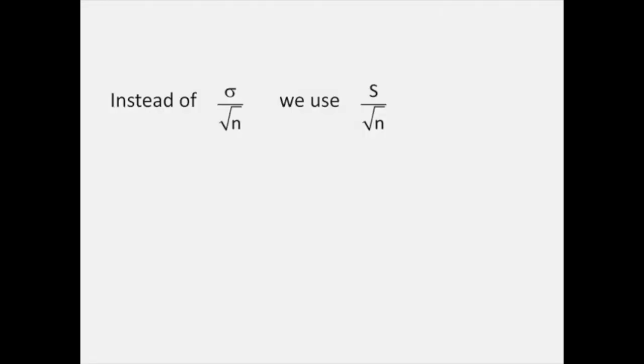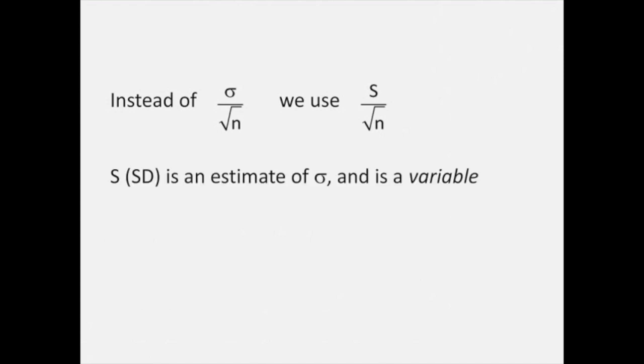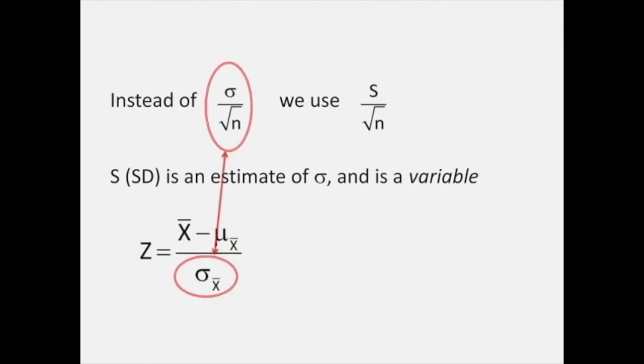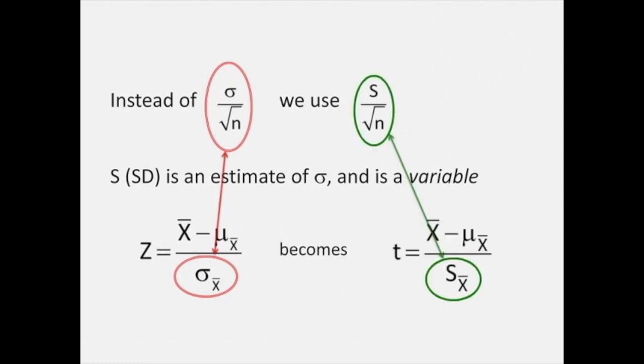Now, instead of the population standard deviation sigma in the numerator of the standard error equation, we have the sample standard deviation s, or SD. Sigma is a constant. Our sample standard deviation is a variable, which we use as an estimate or best guess of sigma. Sigma over the square root of n in the z-test formula becomes s over the square root of n in a t-test formula. Sigma is a constant, so we have introduced variability into the equation by substituting the sample standard deviation, which is a variable.